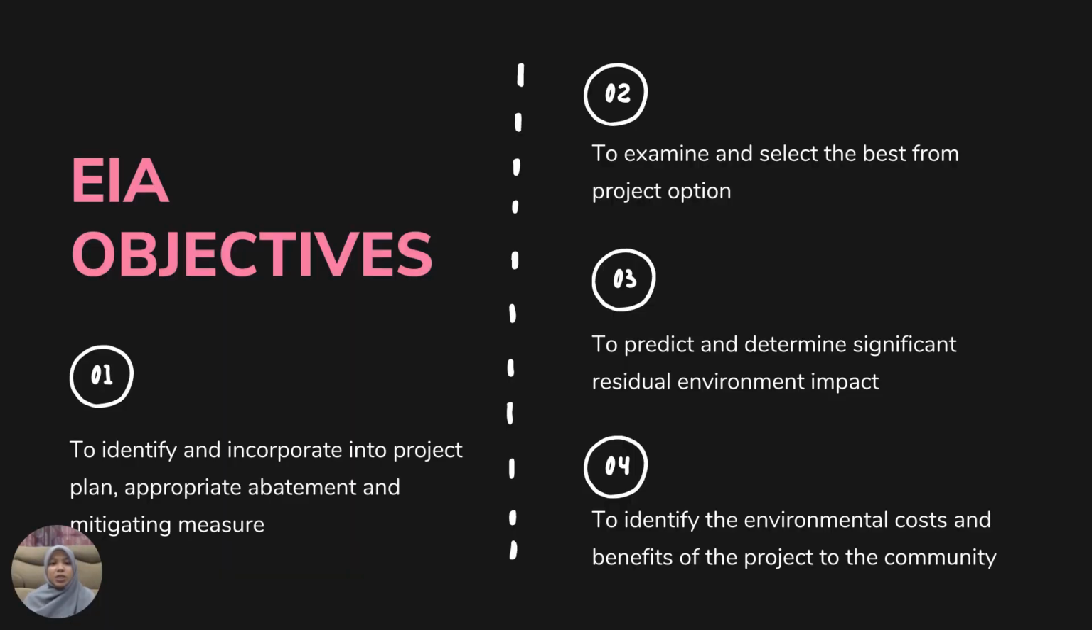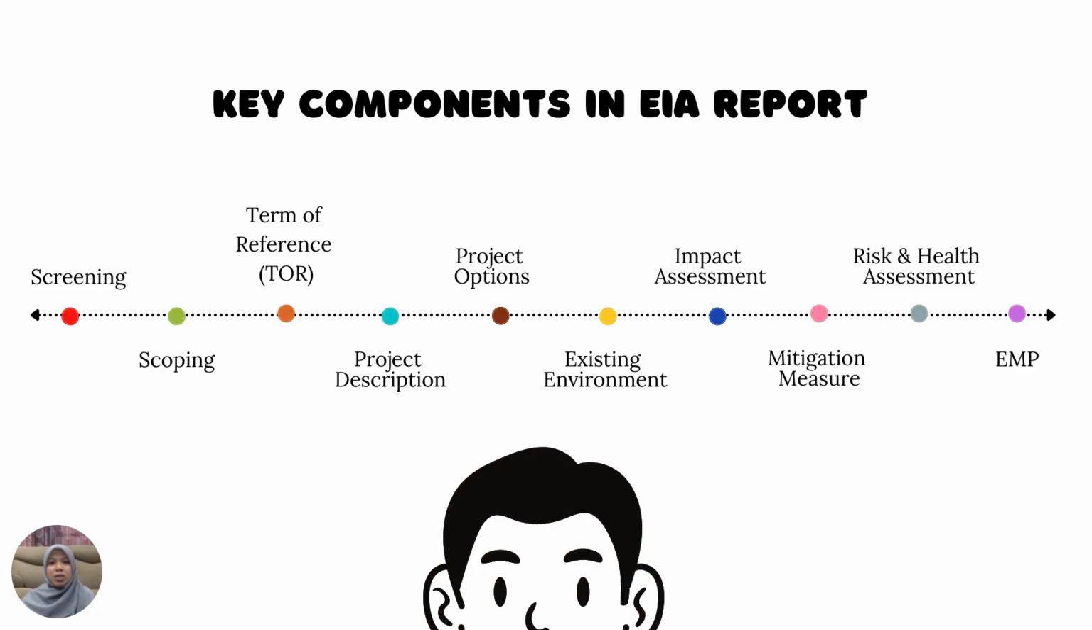Okay, what is the objective of EIA? The first one is to identify and incorporate into the project plan appropriate abatement and mitigating measures. Second is to examine and select the best from the project options. The third is to predict and determine significant residual environmental impact. And the last one is to identify the environmental costs and benefits of the project to the community.